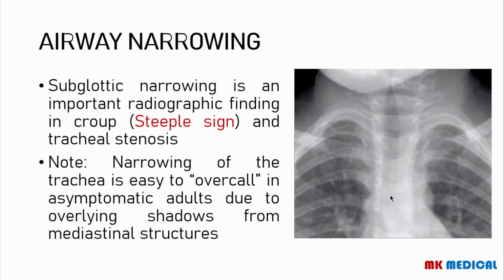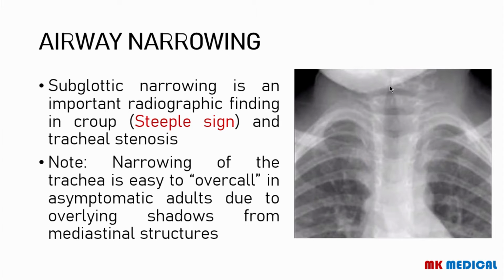So here is where airway narrowing happens. So you can sometimes have subglottic narrowing, that's narrowing below the vocal cords. As we can see here, this airway seems to be narrowed at this point. That is referred to as a steeple sign. That is seen, of course, in croup. Then you may also see narrowing of the trachea in tracheostenosis.